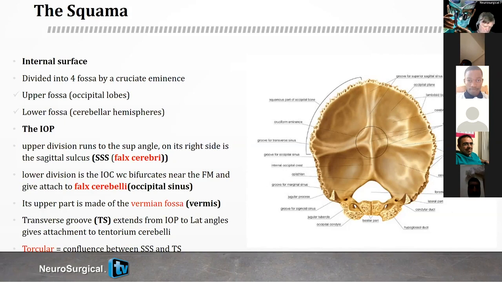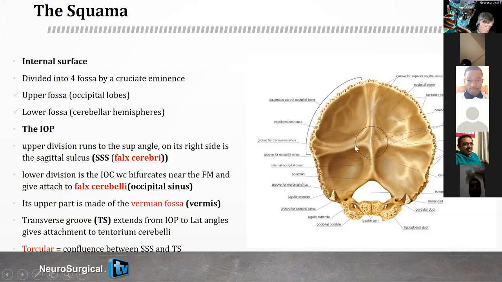The lower division of the internal occipital crest, which bifurcates at the foramen magnum, we can see down here near the foramen magnum, gives attachment to the falx cerebelli, which itself gives attachment to the occipital sinuses. We'll see it further. Its upper part is made of the vermian fossa, which lodges the vermis of the cerebellum.